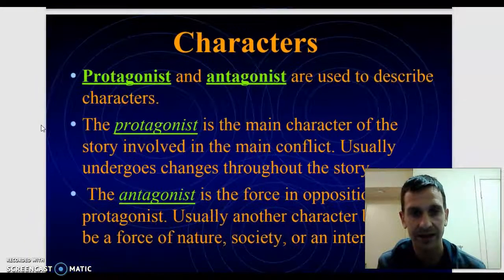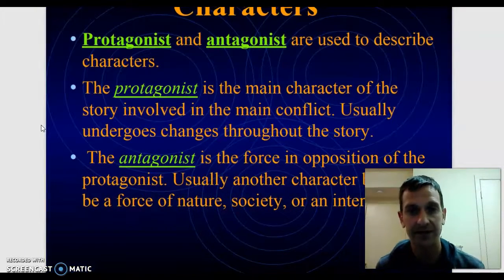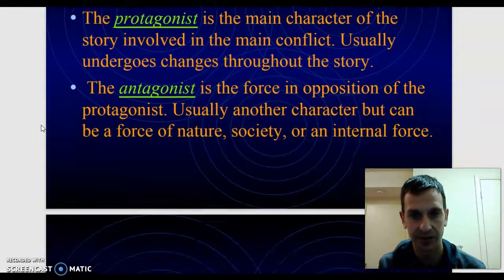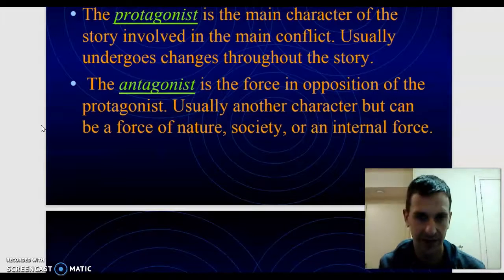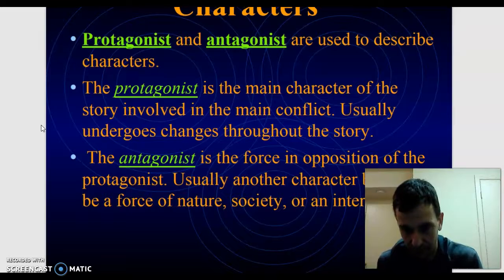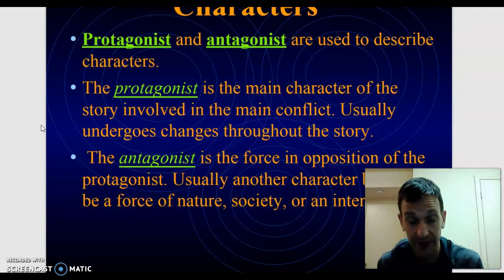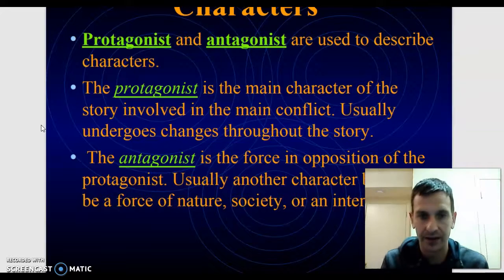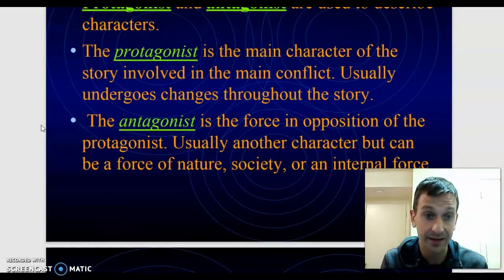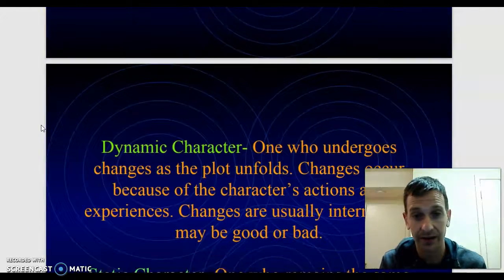All right, protagonist and antagonist. The protagonist is the main character involved in the main conflict, and the antagonist is the force or opposition of the protagonist, usually another character, but it can be nature, society, or an internal force. So we think about the protagonist, the most important person, the main character. Who is the protagonist in the last story you've read? And then the antagonist, the person against. Anti, antagonist, against. For, against. Okay? Think about it like that.